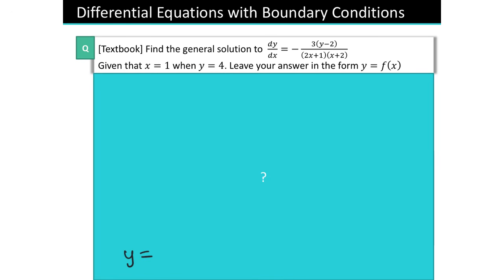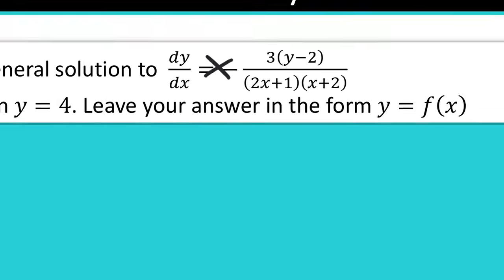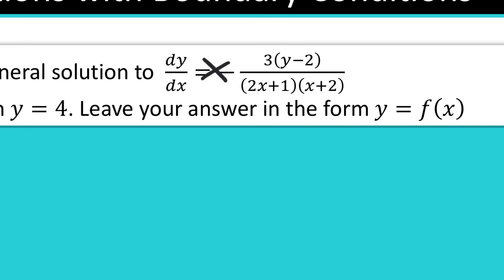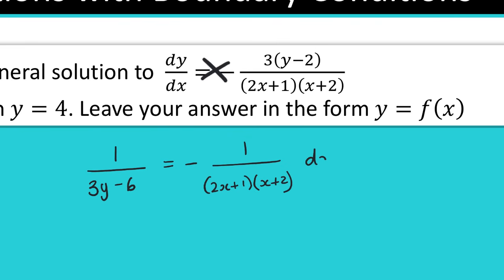So give this a go. Okay, so for this one, I would suggest cross-multiply straight away, right? So if we cross-multiply this way, remember there's a negative, yeah? So what are we going to have? We're going to have 1 over 3y minus 6 equals negative 1 over (2x plus 1)(x plus 2) with respect to x. Sorry, dy here. Okay, so we should have done this first. And this you get 1 over dx. Yeah? The left side is correct, the right side.